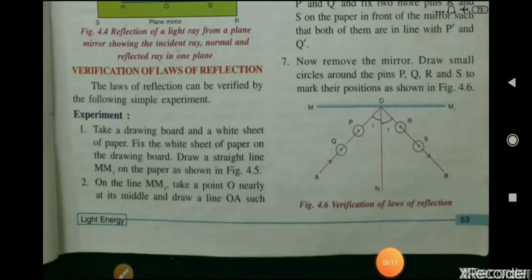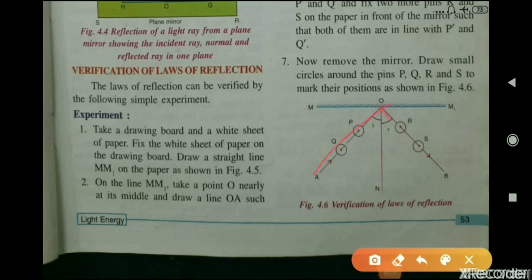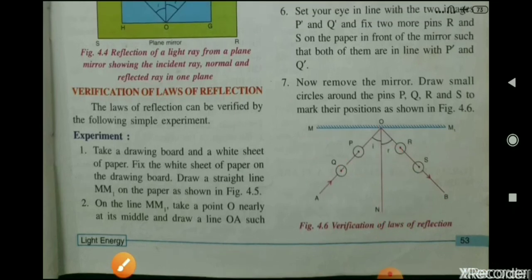Here you can see this line OA, and here this is OB. So after removing these pins, when you measure these angles with the help of a protractor, you will see that the angle of incidence is equal to the angle of reflection. So this verifies the laws of reflection, and as this paper is a plane paper and all these three lines lie on the same plane, this also verifies the second law, that the incident ray, the reflected ray and the normal all lie in the same plane. Okay, so this is verification of laws of reflection.